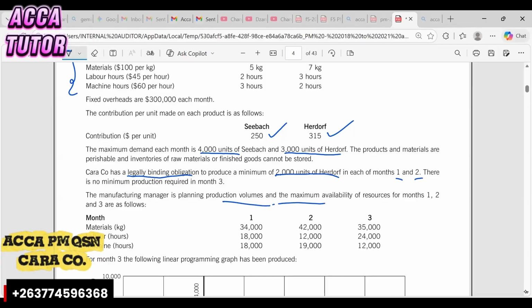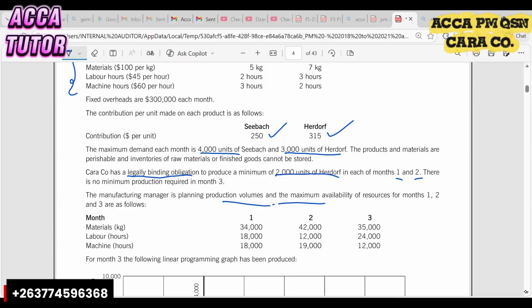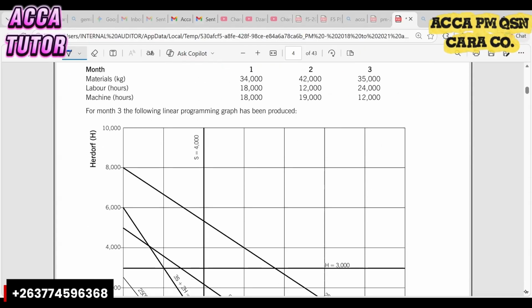So materials in kgs, in month 1, we are going to have 34,000, month 2, 42,000, month 3, 35,000. Labor hours, 18,000 in month 1, 12,000 in month 2, 24,000 in month 3. Machine hours, 18,000 in month 1, 19,000 in month 2, 12,000 in month 3. For month 3, the following linear programming graph has been produced. So for month 3, we are having this graph.